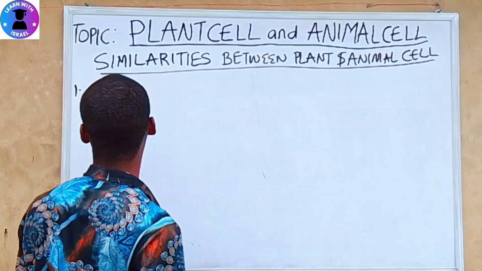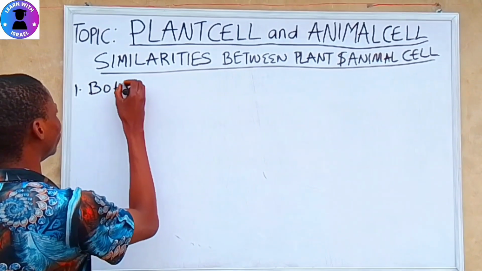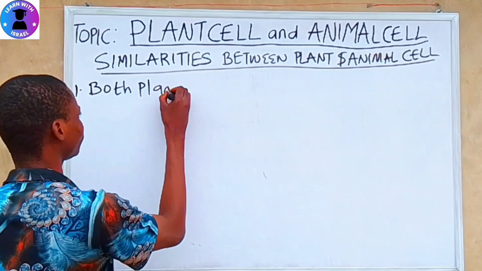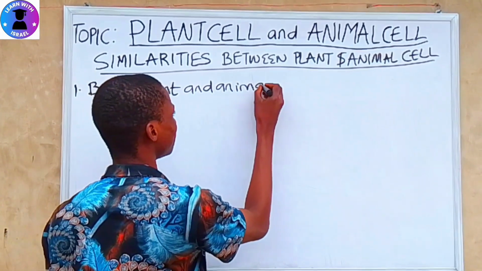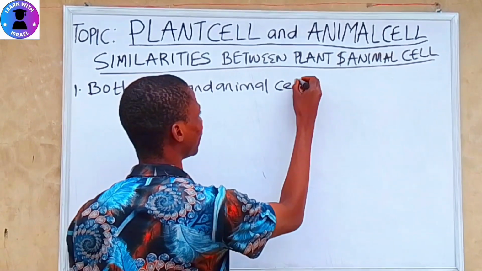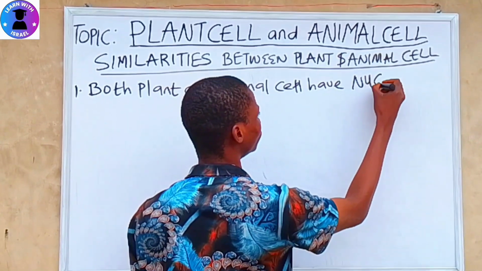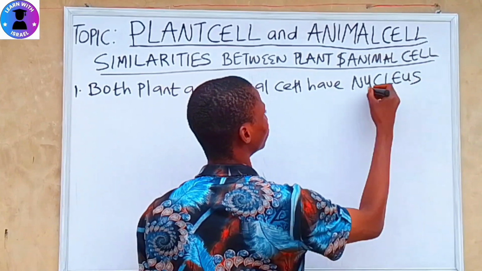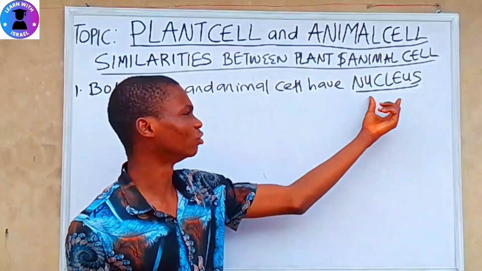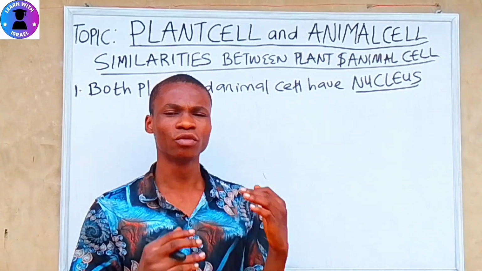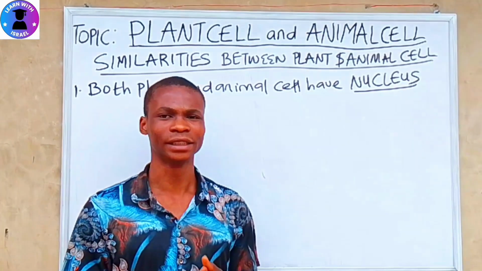So I'll list some of it for you guys. So both plant and animal cell have nucleus. Both plant cell and animal cell have nucleus. And what is nucleus? What is the function of nucleus? Nucleus is the control center of the cell. It controls all the activities in the cell.